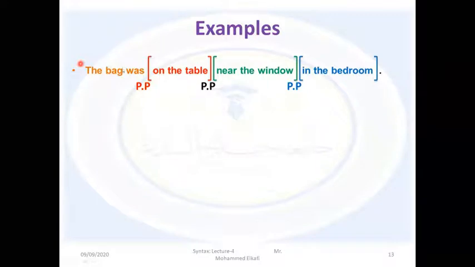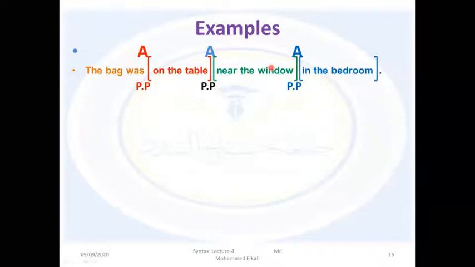As you see, what about the functions of these three prepositional phrases in the sentence? Here we can say this is the subject. The bag is the noun phrase which plays the role of subject in the sentence, and was is a linking verb. After this linking verb, we find prepositional phrases which work as adverbials. So the first adverbial is on the table, the second adverbial is near the window, and the third one is in the bedroom.